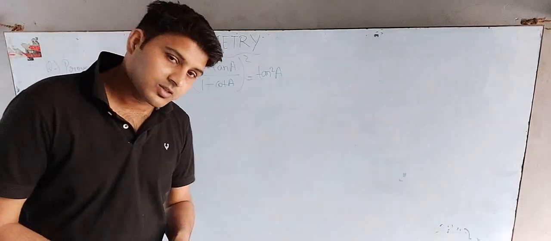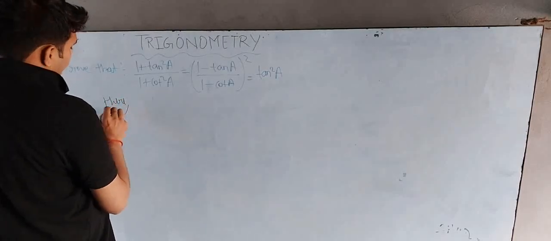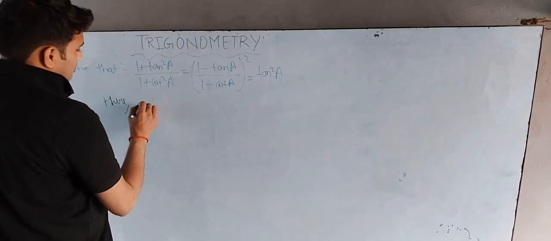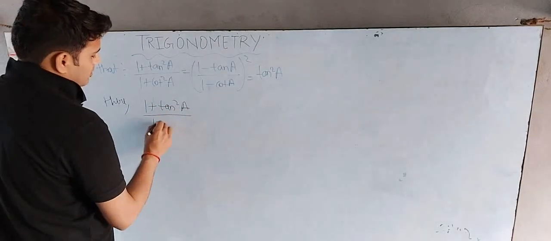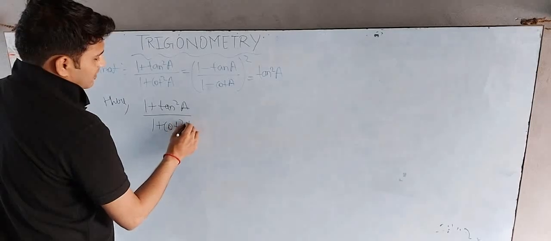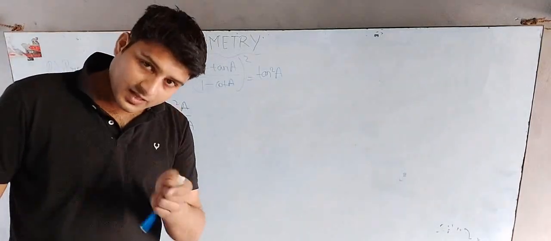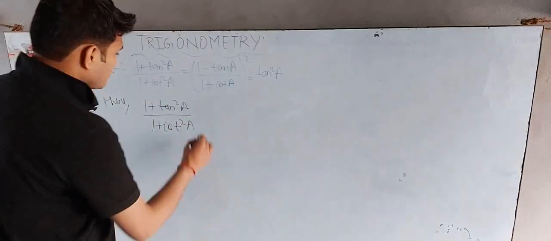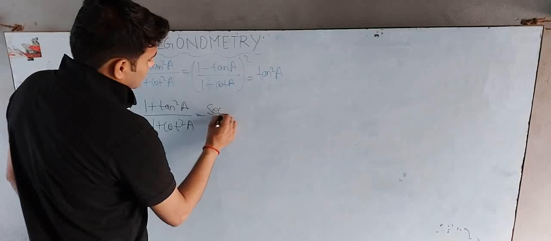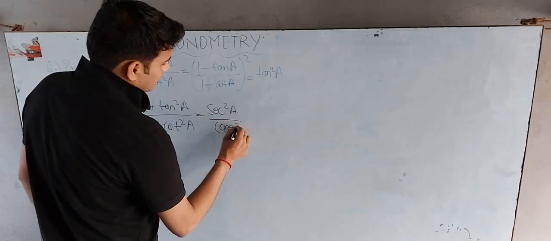Now let's see the first term. Here, 1 plus tan square A upon 1 plus cot square A. As we know, 1 plus tan square A is equals to sec square A and 1 plus cot square A is equals to cosec square A. So here we can write sec square A upon cosec square A.